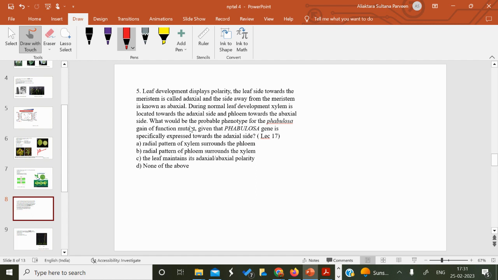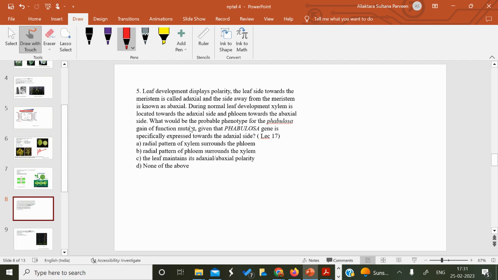So during normal leaf development, xylem is located towards the adaxial side and phloem towards the abaxial side. Now, what would be the probable phenotype for the fabulosa gain of function mutant, given that the fabulosa gene is specifically expressed towards the adaxial side?